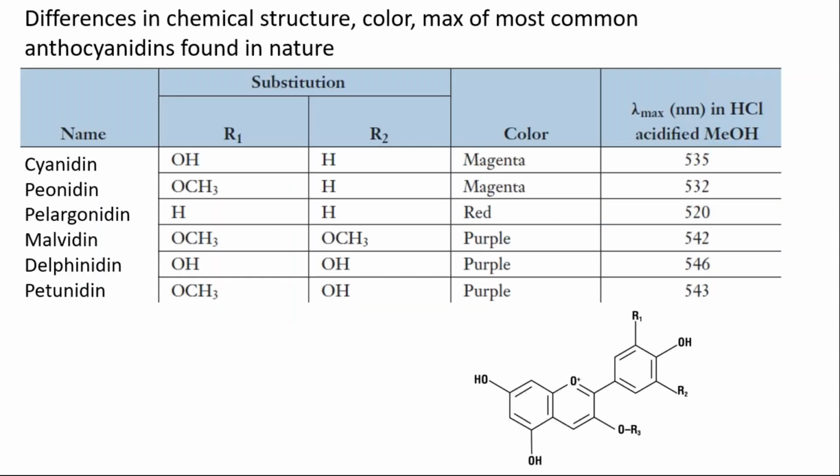The different types of anthocyanins known are cyanidin, peonidin, pelargonidin, malvidin, delphinidin, and petunidin. It all depends on the R group. Their backbone is the same. They have a different R1 and R2, and the R3 is the sugar molecule or the glycoside. Cyanidin and peonidin give the magenta color, pelargonidin gives the red color, malvidin and delphinidin are purple in color, along with petunidin.